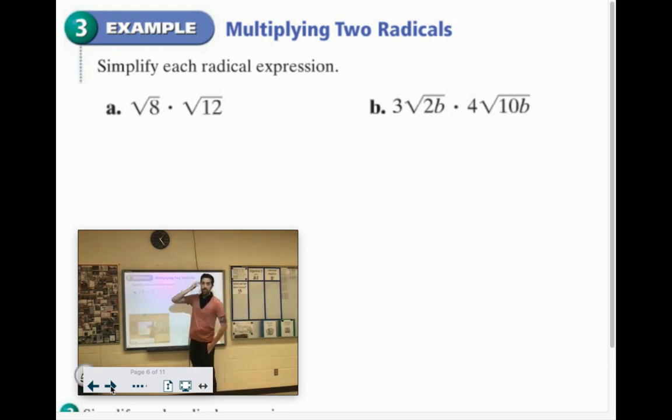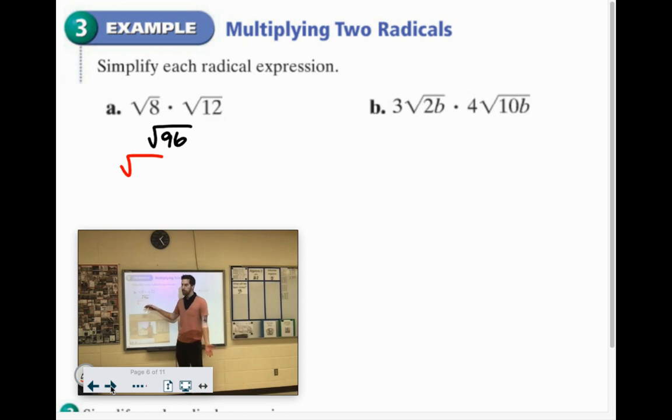If you have the square root of 8 times the square root of 12, now they're both radicals, you can just multiply them together and keep it under a radical. So 8 times 12 is 96. And then you're trying to think of a perfect square that goes into 96.